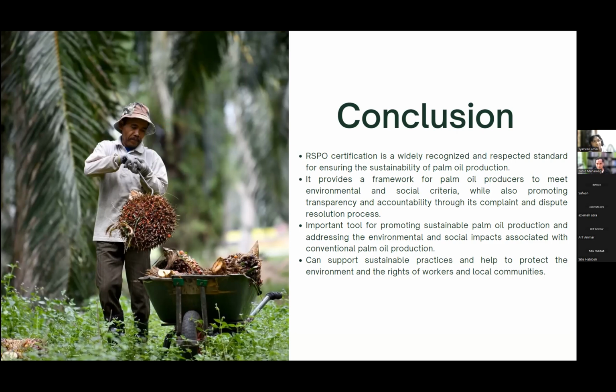I think it's similar, but RSPO is more effective, maybe? RSPO, another country can certify it, and MSPO is only for Malaysia.